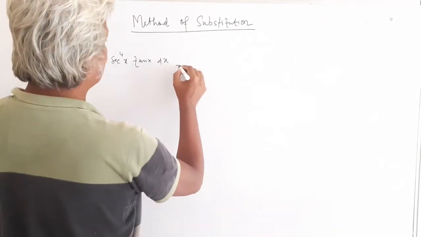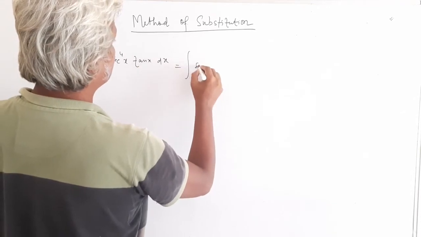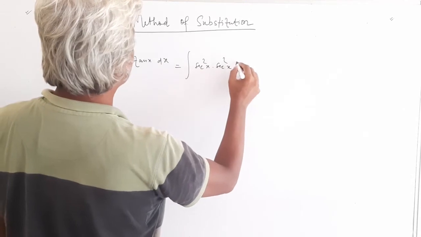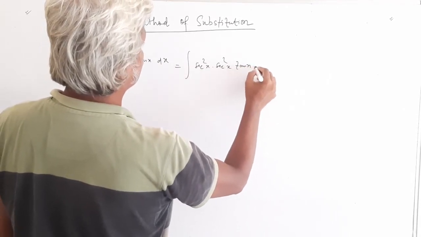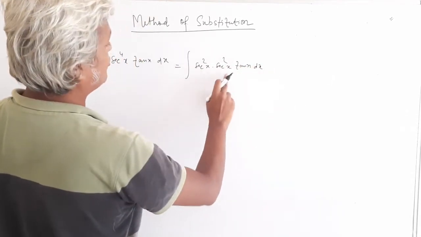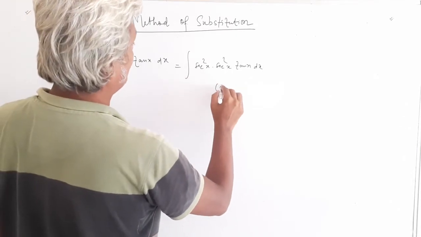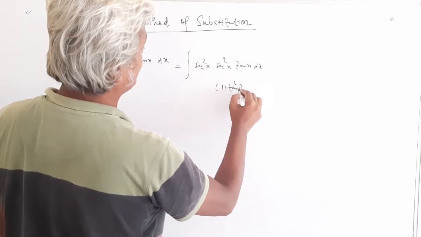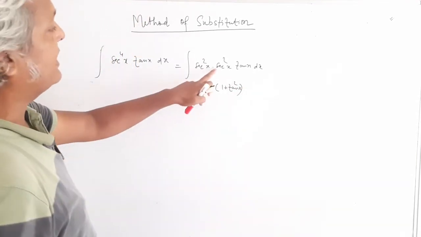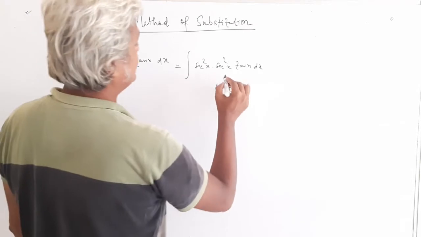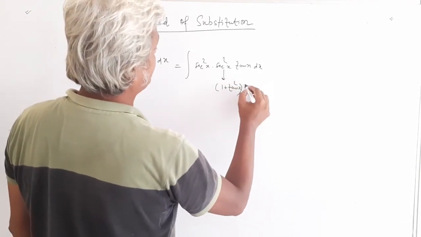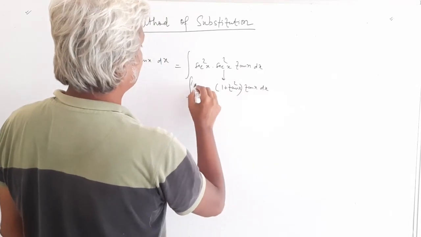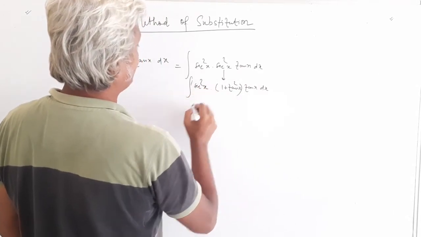So what I do is, I simply write sec square x times sec square x tan x dx. Then I substitute one sec square x as 1 plus tan square x. This is the relation. Those who understand trigonometry know that sec square x is 1 plus tan square x. So in place of this you write this one. There it is just tan x dx, and here you write sec square x.